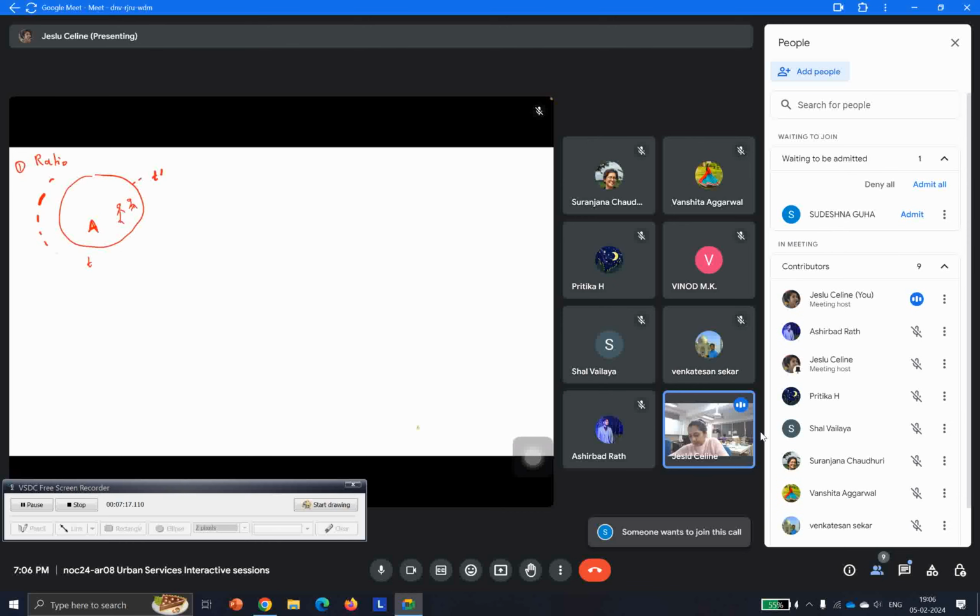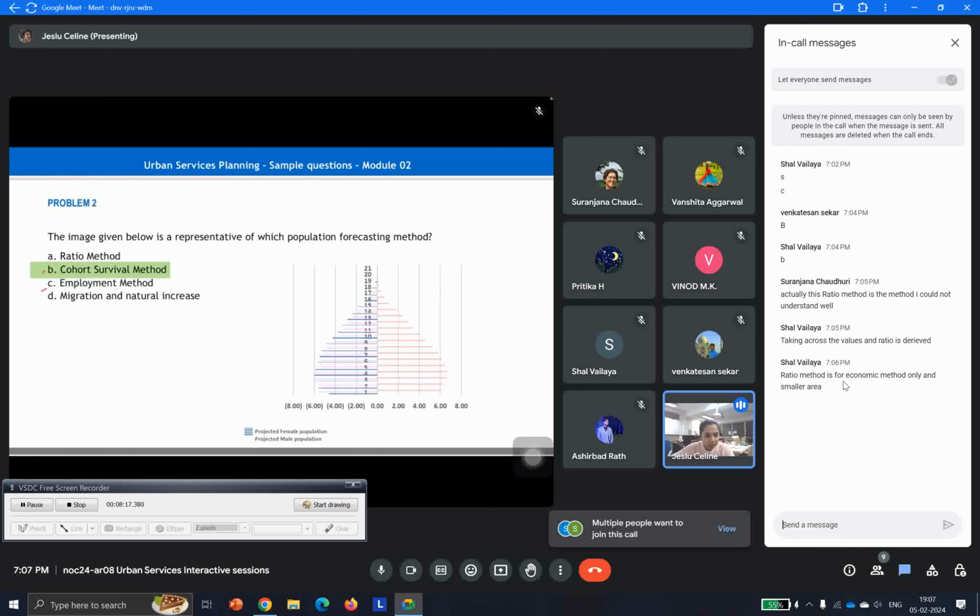Somebody has answered in the chat box: the ratio method is for economic method only and smaller areas. Yes, so we assume a homogeneous region. It's not homogeneous again, because there is growth happening, and this growth can be triggered by different economic factors. So we are assuming that the same economic stimuli which were there in this whole region are affecting this small region also.